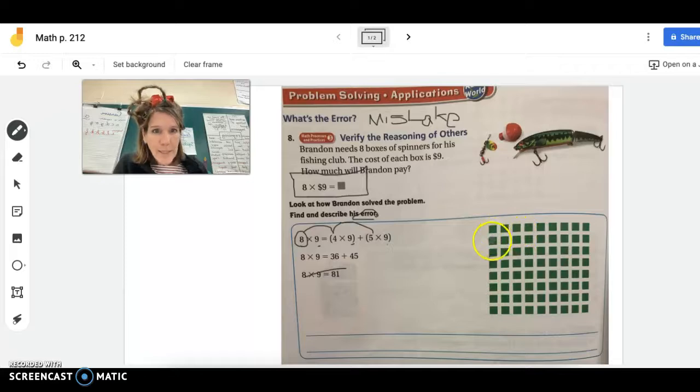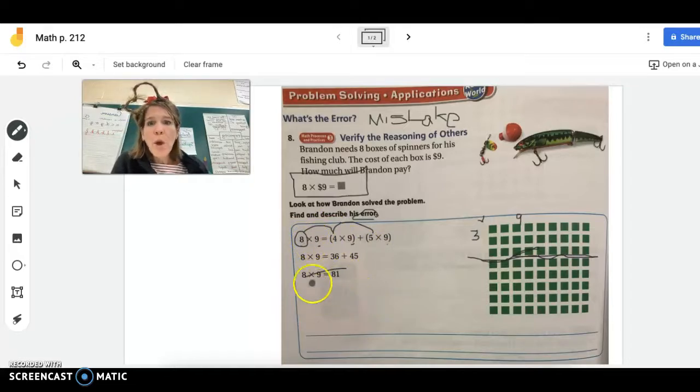So, let's see, what's a better way that he could have broken the 8? Not 4 and 5, but maybe 3 and 5, right? If we broke it right here, we'd have 3 times 9, and on the bottom, we'd have 5 times 9. So all he did was that he broke 8 incorrectly.